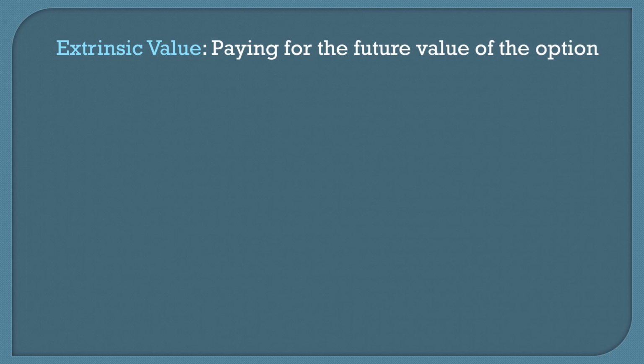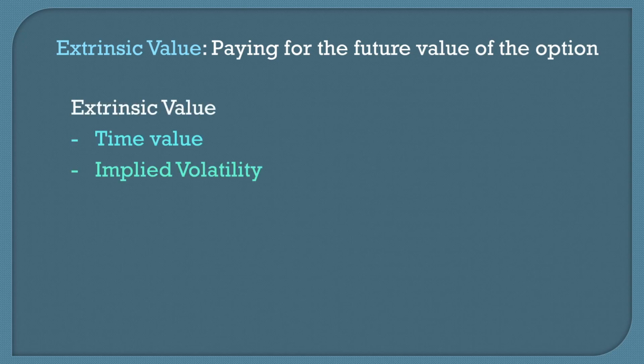Now let's take a look at extrinsic value. This will be more complicated than intrinsic value, but I want to repeat, just understand the factors that affect extrinsic value and don't worry about the calculation. Okay, so for extrinsic value, you can think of it as paying for the future value of the option. And extrinsic value is made out of two parts. We have time value and implied volatility.